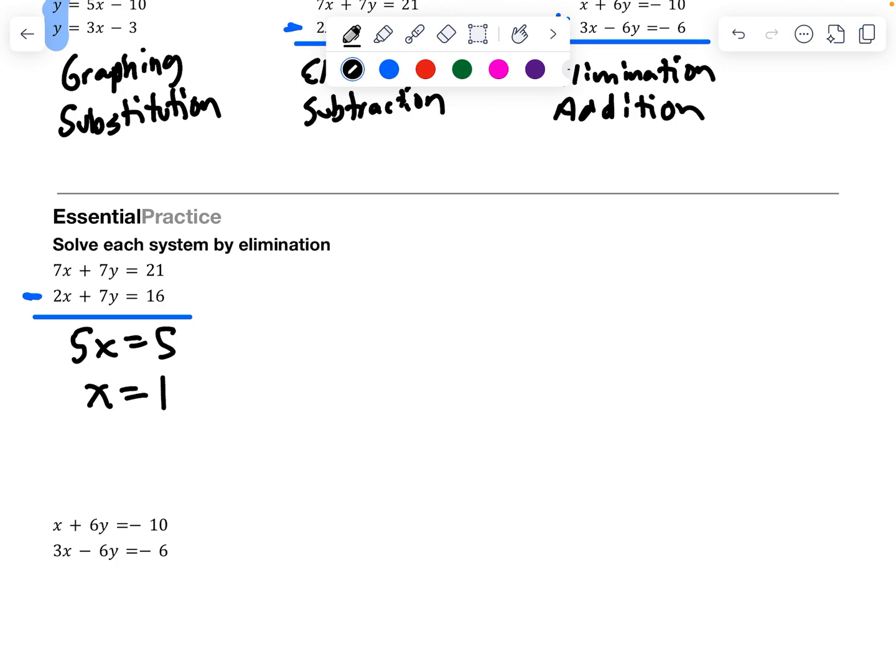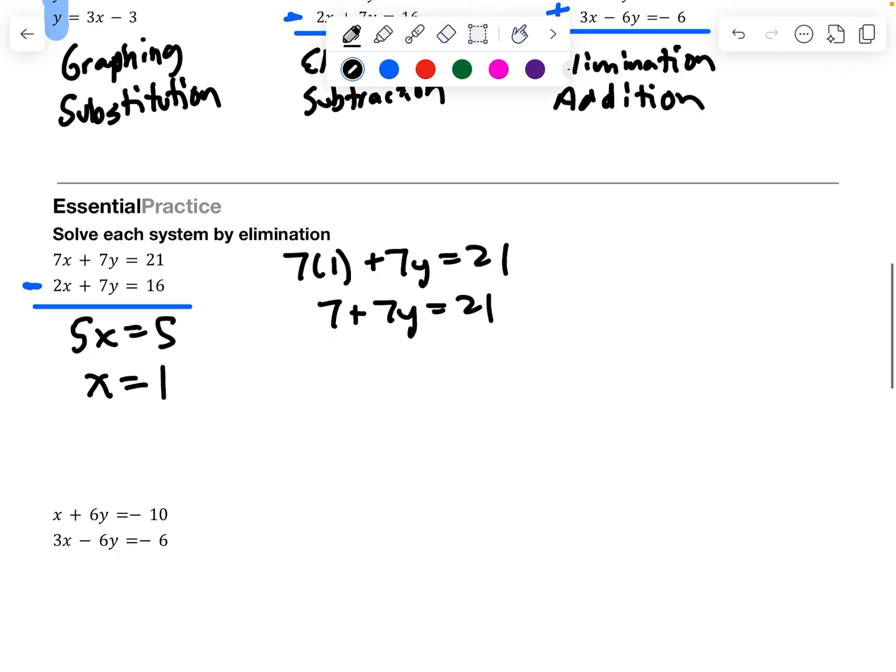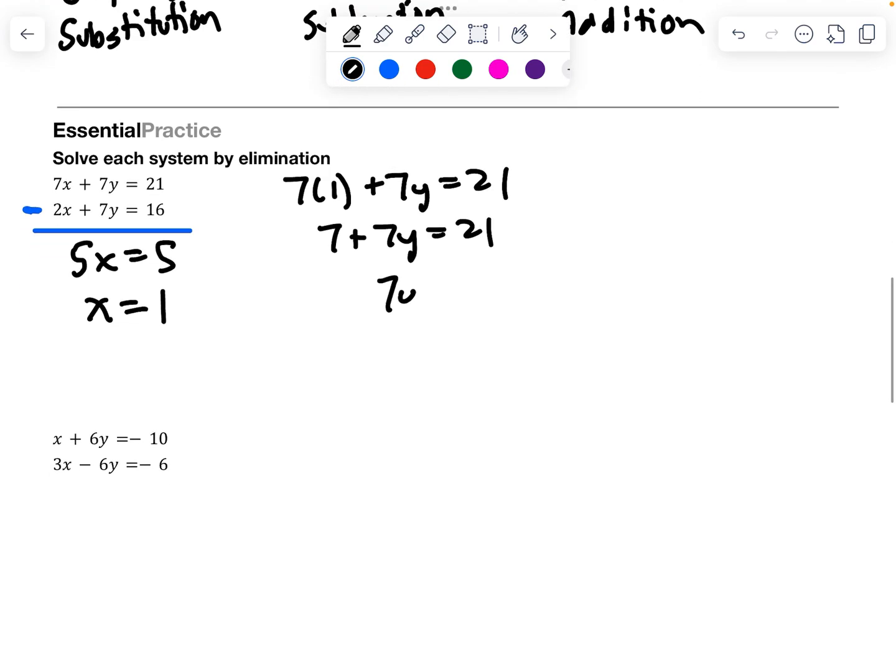Doesn't matter which one you want to plug it into. Let's go ahead and try to find out what y is. So 7 times 1 plus 7y equals 21. So 7 plus 7y is 21. Subtract 7. 7y is 14. Divide by 7. y is 7. All right, my solution is 1, 7.